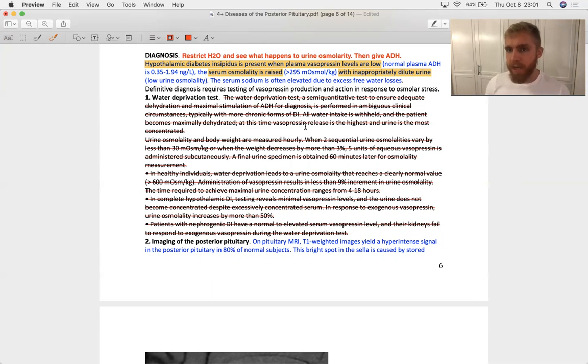But if you give a patient ADH and their urine osmolarity goes from like 90 to 100, it doesn't go jack, you know? So that's how you know, okay, this patient's kidneys aren't picking up this ADH properly that's floating around in the bloodstream. So easy differential.